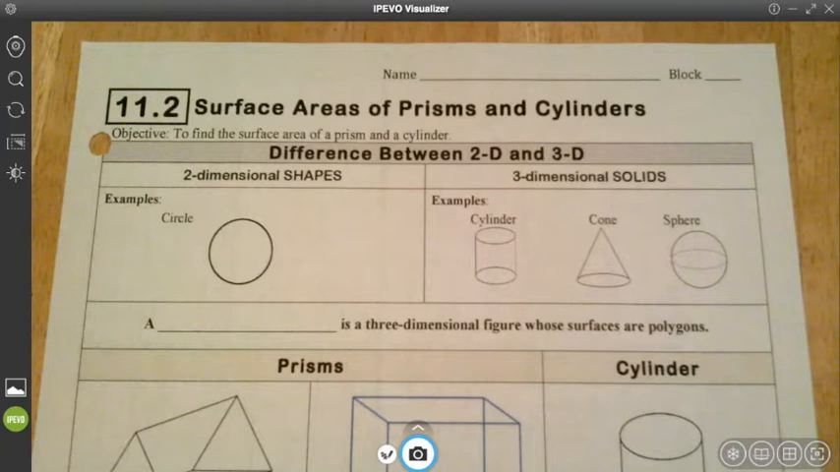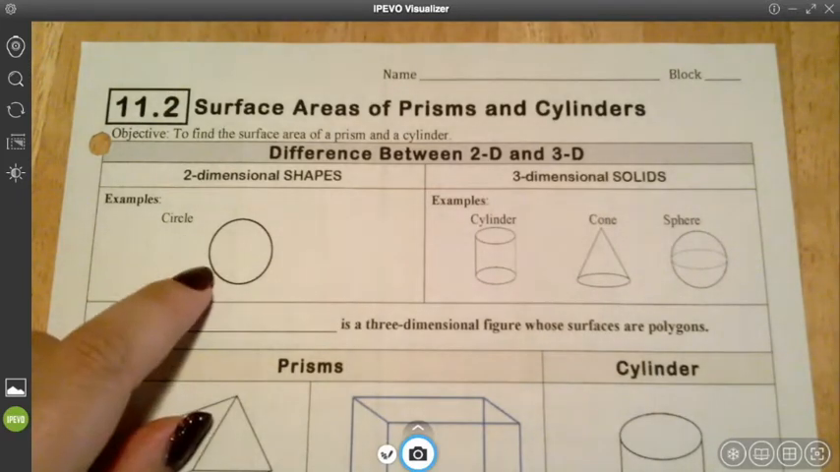So remember, we had a point that has 0 dimensions, a line has 1 dimension, and then we have all of our other flat shapes, which are 2-dimensional. So a square, a rectangle, parallelogram, all of those are 2-dimensional shapes. So for example, a circle is a 2-dimensional shape.